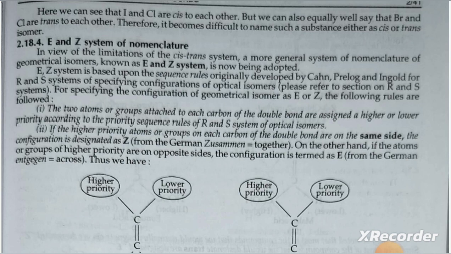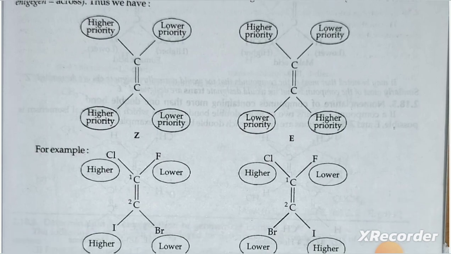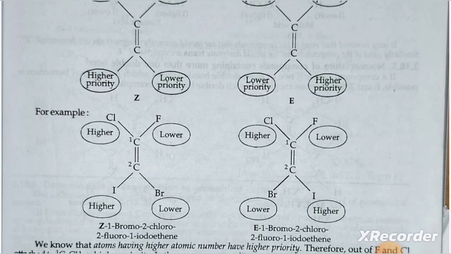If the higher priority atoms or groups on each carbon of the double bond are on the same side, the configuration is designated as Z, from the German zusammen, meaning together. On the other hand, if the atoms or groups of higher priority are on the opposite side, the configuration is termed as E, from the German entgegen, meaning across. Thus we have Z and E priority configurations. For example, Z-1-bromo-2-chloro-2-fluoro-1-iodoethene, E-1-bromo-2-chloro-2-fluoro-1-iodoethene.